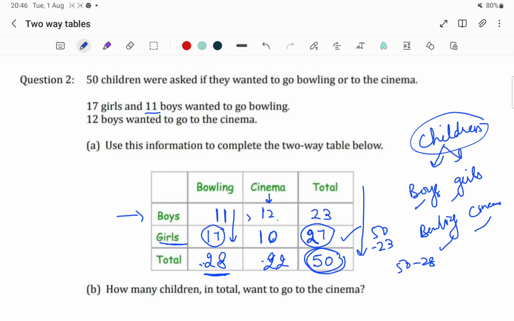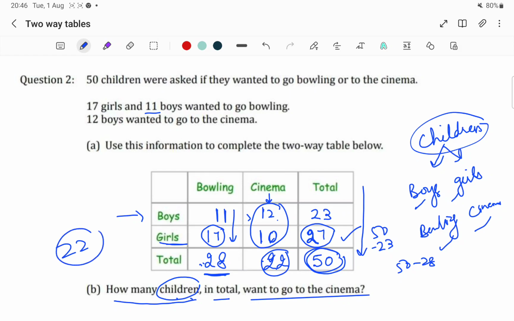Now the question is, once you fill the information, check it again. How many children in total want to go to cinema? So how many students want to go to cinema? They have not written boys or girls. This is very important. You have to read whether they are written here children or boys or girls. If they say how many children in total want to go cinema, that means boys and girls both. So these are the total number of students who are going to cinema, which is 22. So the answer will be 22.